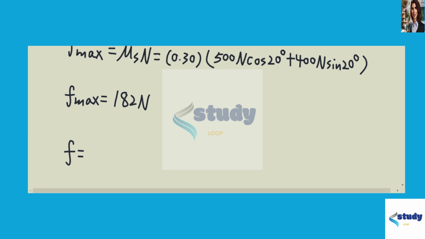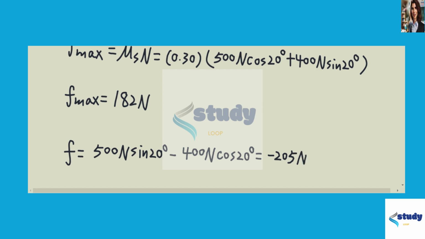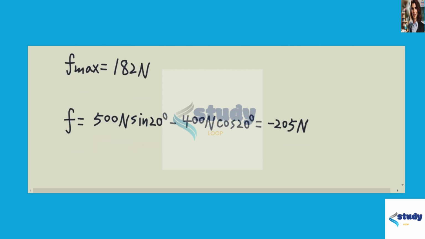So the friction is equal to 500 Newton sine 20 degree minus 400 Newton cosine 20 degree. And this will give us the friction is equal to negative 205 Newton.